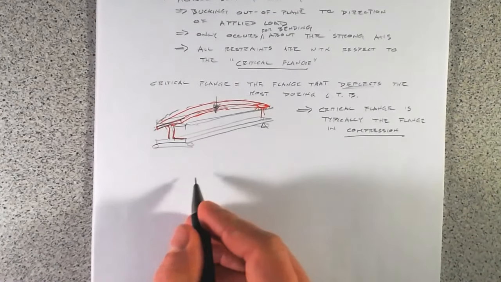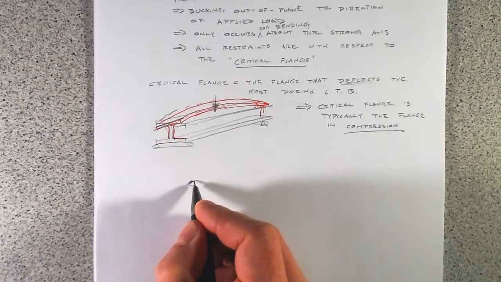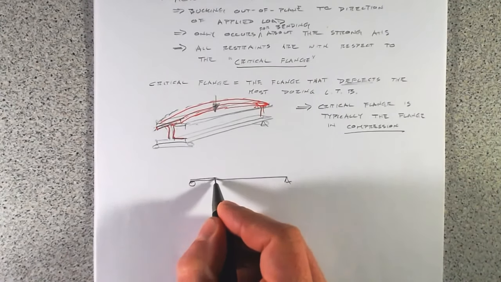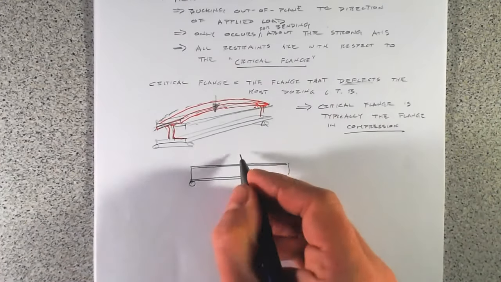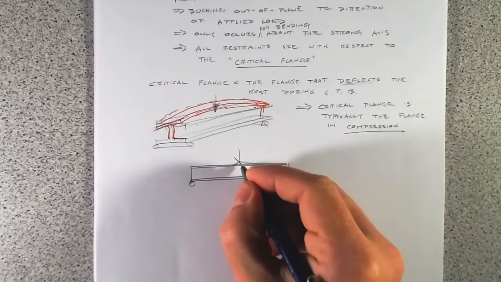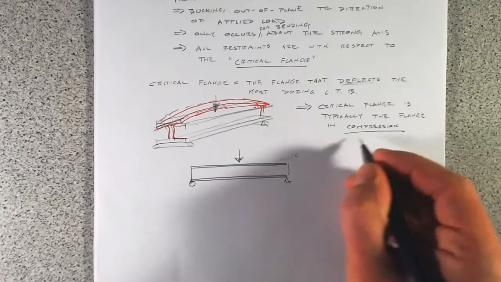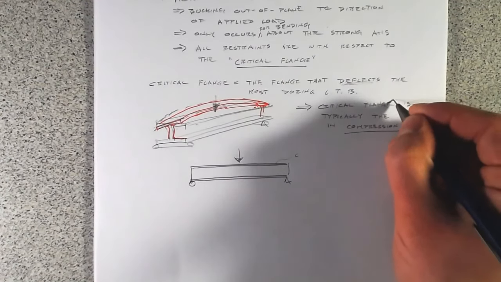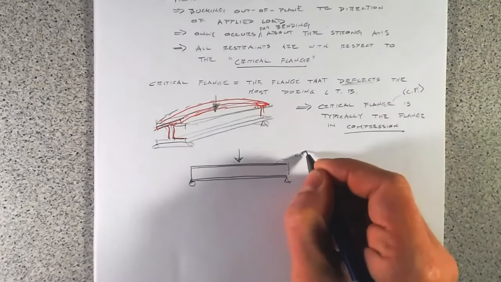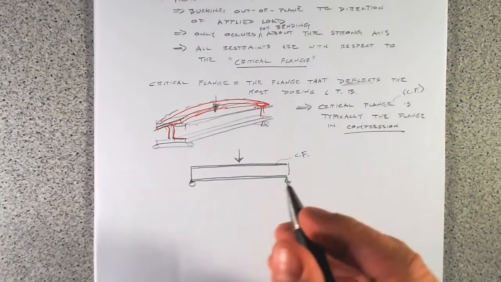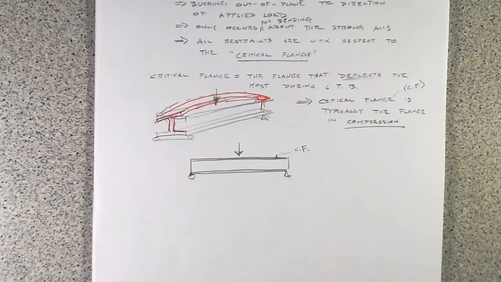So we'll do a series of drawings here. Again, a simply supported I section. If we have a load here, and we'll abbreviate critical flange as C.F., our critical flange is the top one here. So that's with a simply supported beam.